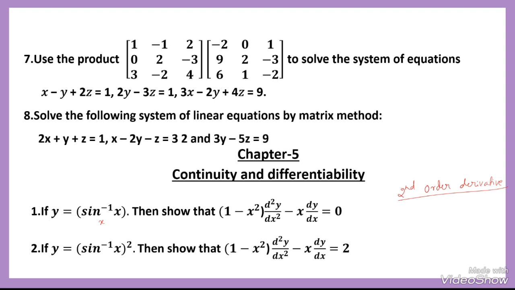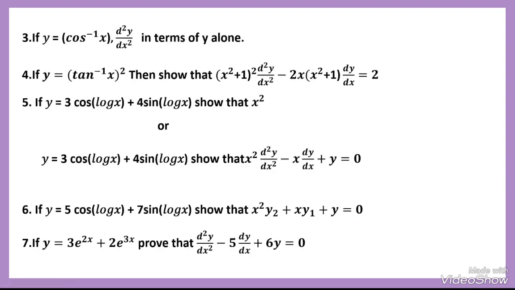While finding dy by dx as well as d square y by dx square, then you have to substitute in this equation, and you will get the result as zero. Similar to this type, there are complete questions. There is a second question, y equals sine inverse of x, whole square. Then you have to prove this. Similarly, here also they give y equals cos inverse of x. You have to find d square y by dx square.